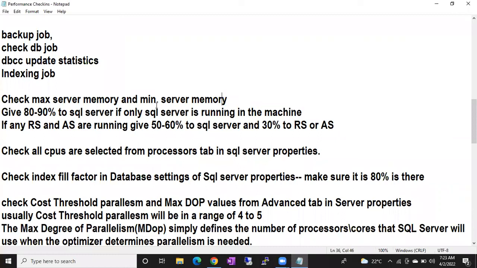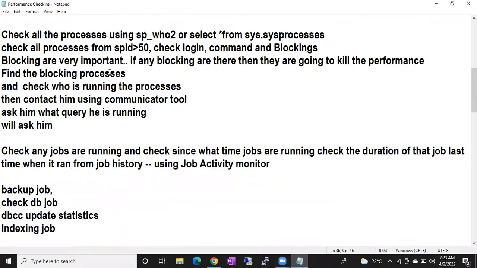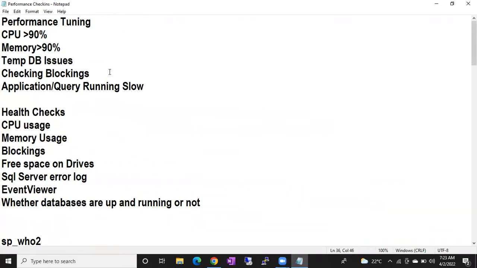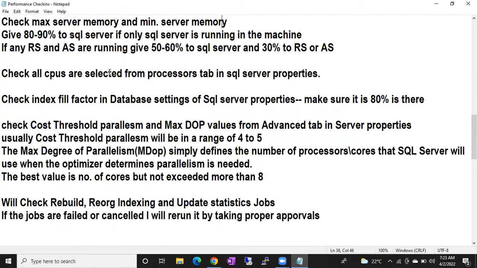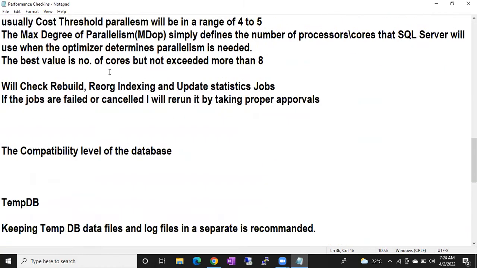So in the last class we discussed application running slow, query running slow, CPU 100%, memory 100%, temp contention. For all these things, I have already shared this document with you guys. You can go through these documents. We have discussed all these things in our classes. So I'm simply summarizing all the points again, briefing where we have to check, what we have to check, and the best practices.